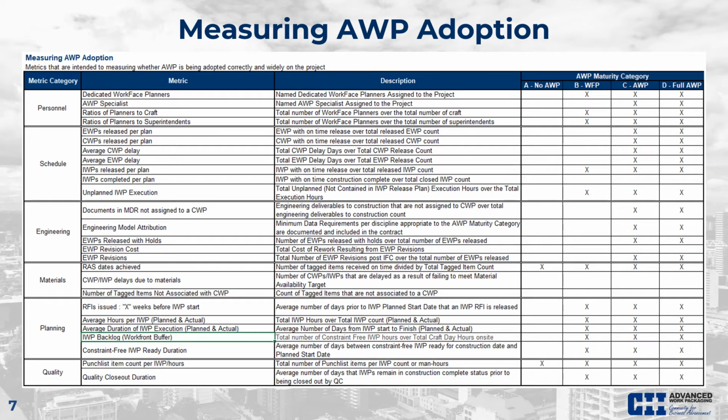Measuring AWP adoption. This is the first of two sets of metrics that provide the user with details of what to look for when assessing the health of their AWP implementation. Each of these should be measurable key performance indicators that projects can use. The AWP adoption focuses on how well the implementation process itself is working on the project.